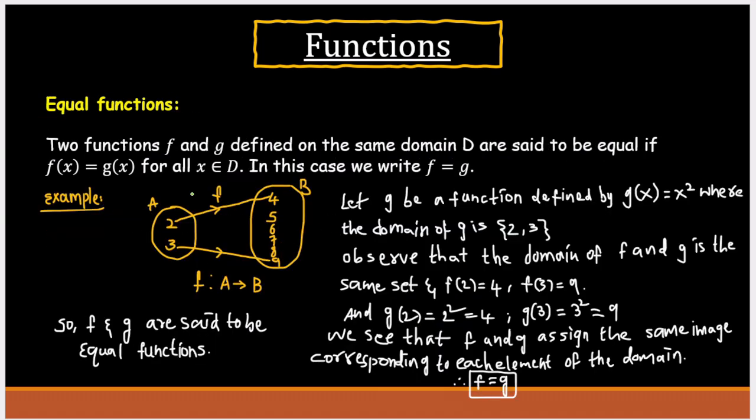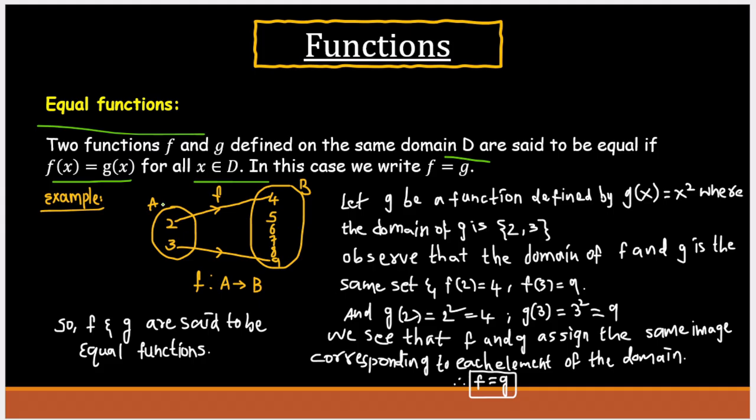Now let's see the equal function. Here two functions f and g defined on the same domain D are said to be equal if f of x is equal to g of x for all x belongs to D. In this case, we write f is equal to g. Here, f is a function between two sets A and B, and g is also a function between two sets A and B. Here, the domain A is the same for f and g. So let's see an example.